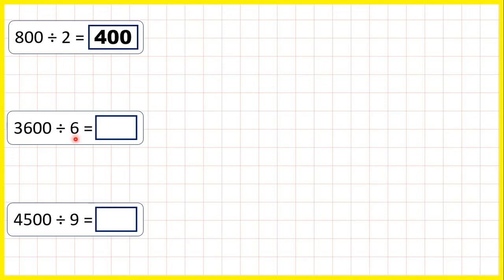3,600 divided by 6 is 600. That's because 36 divided by 6 is 6, and then we need our 2 end zeros. And 4,500 divided by 9 is 500. That's because 45 divided by 9 is 5, then 2 end zeros in the dividend means we have 2 end zeros in the quotient.